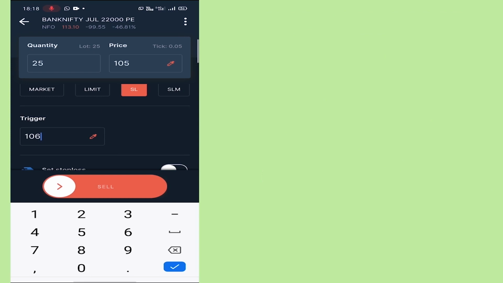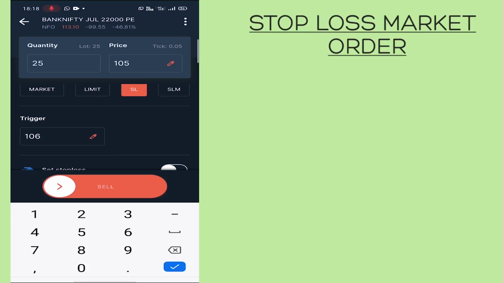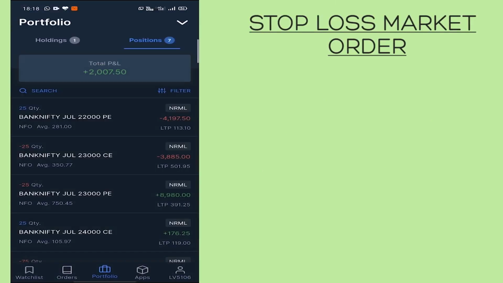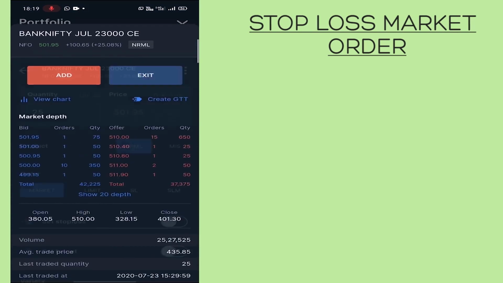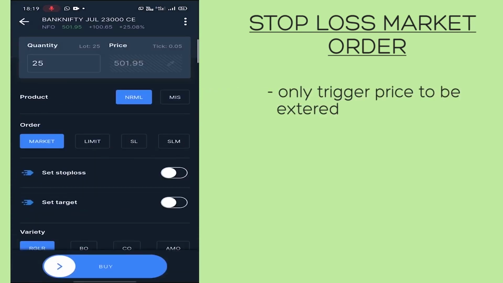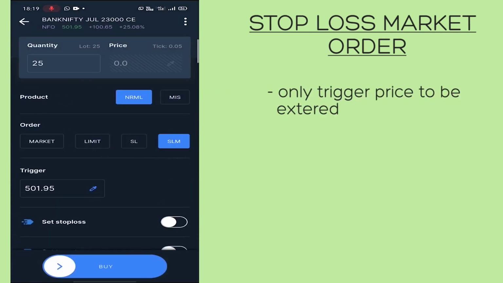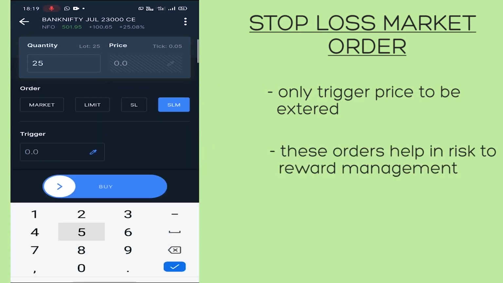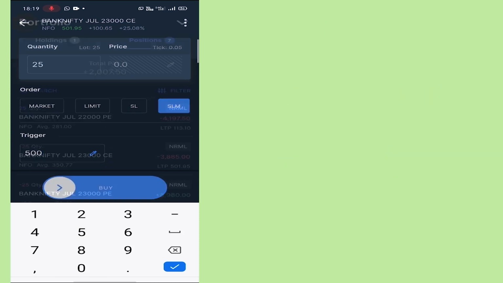losses. In the same way, for the SLM order, the difference is that if you say exit to this, it will ask only for the trigger price. So whatever price you enter here, say 500, if the market comes to that range, your order will automatically get executed. The probability of execution of the order is higher in an SLM order.